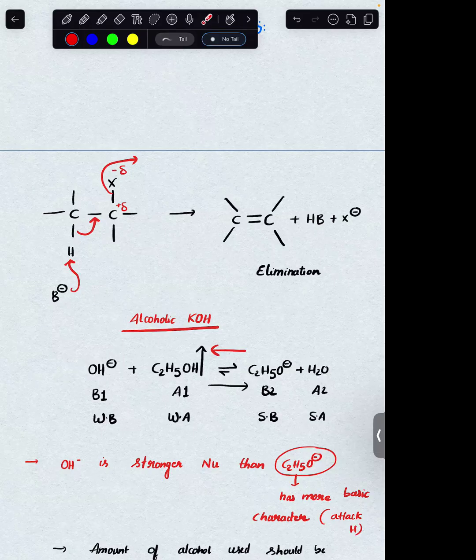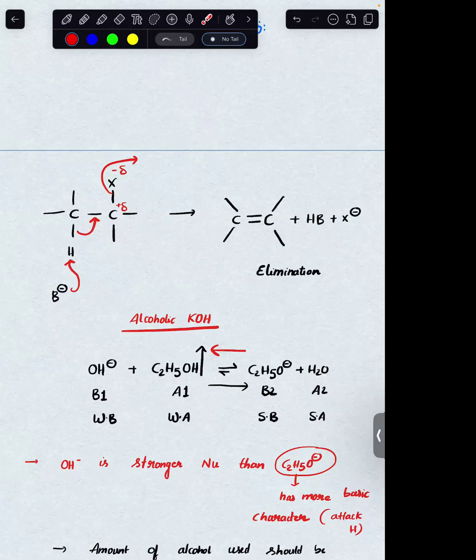Just understand now, OH minus being a smaller ion, substitution is going to be dominant when you have OH minus. But C2H5O minus is a bit bulkier, so it will have a greater elimination tendency rather than substitution tendency. So whenever I say alcoholic KOH, what do I mean? I am putting KOH in alcohol, and you need a greater amount of alcohol in order to drive the reaction in the forward direction.